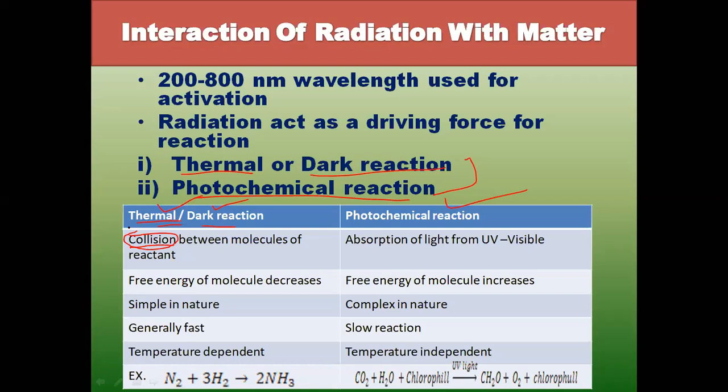Due to that interaction, some electron gain and loss occurs, some bonds break down, and some bonds are formed. Then the reactant converts into the product and it gives a reaction. So this is called the thermal reaction. That's the first point. But what happens in the case of a photochemical reaction? In a photochemical reaction, there is absorption of light from the UV or visible region.